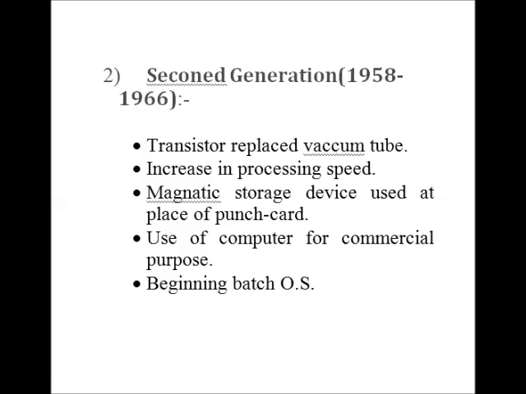Use of computers for commercial purposes. In this generation, computers came to be used in the fields of commerce and trade. Beginning of batch operating system. Batch operating system began to be used in this generation.